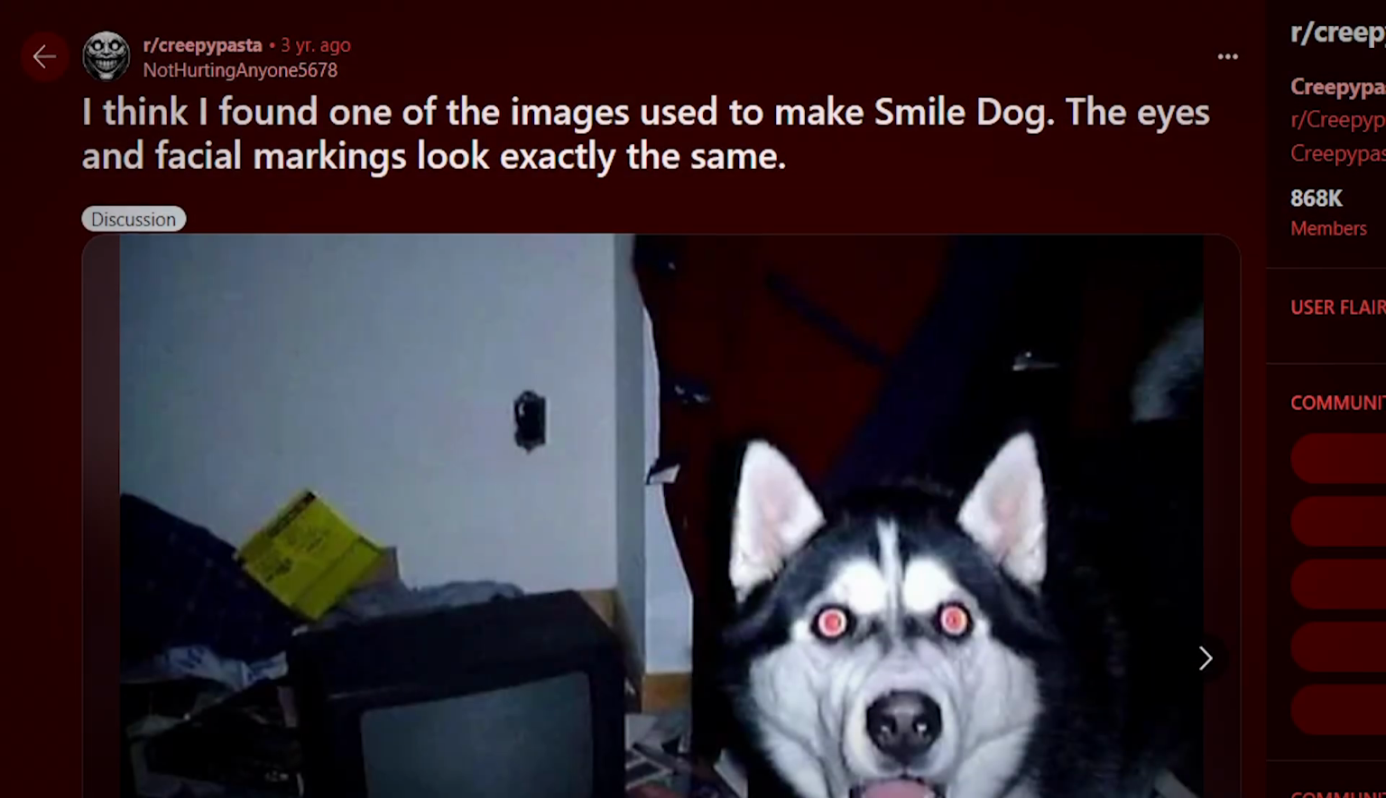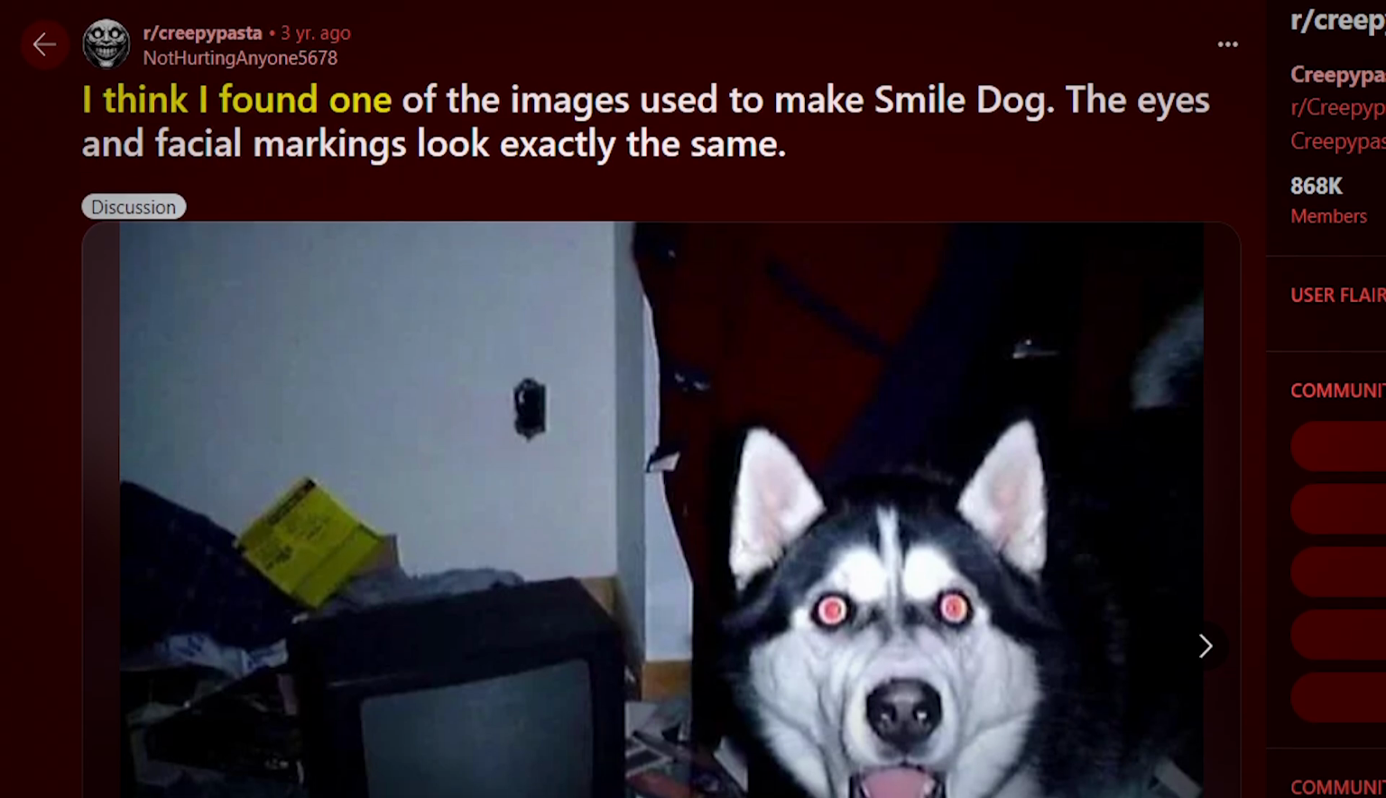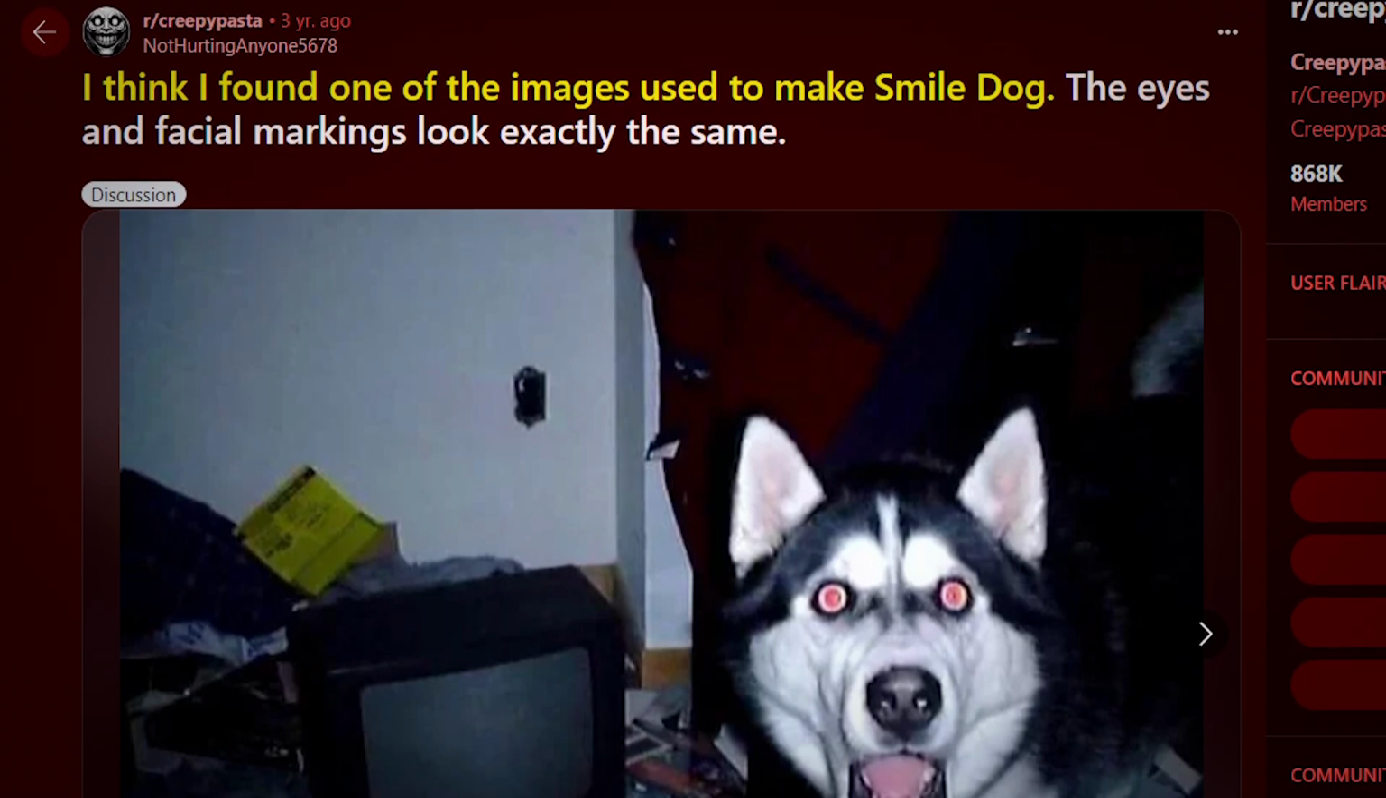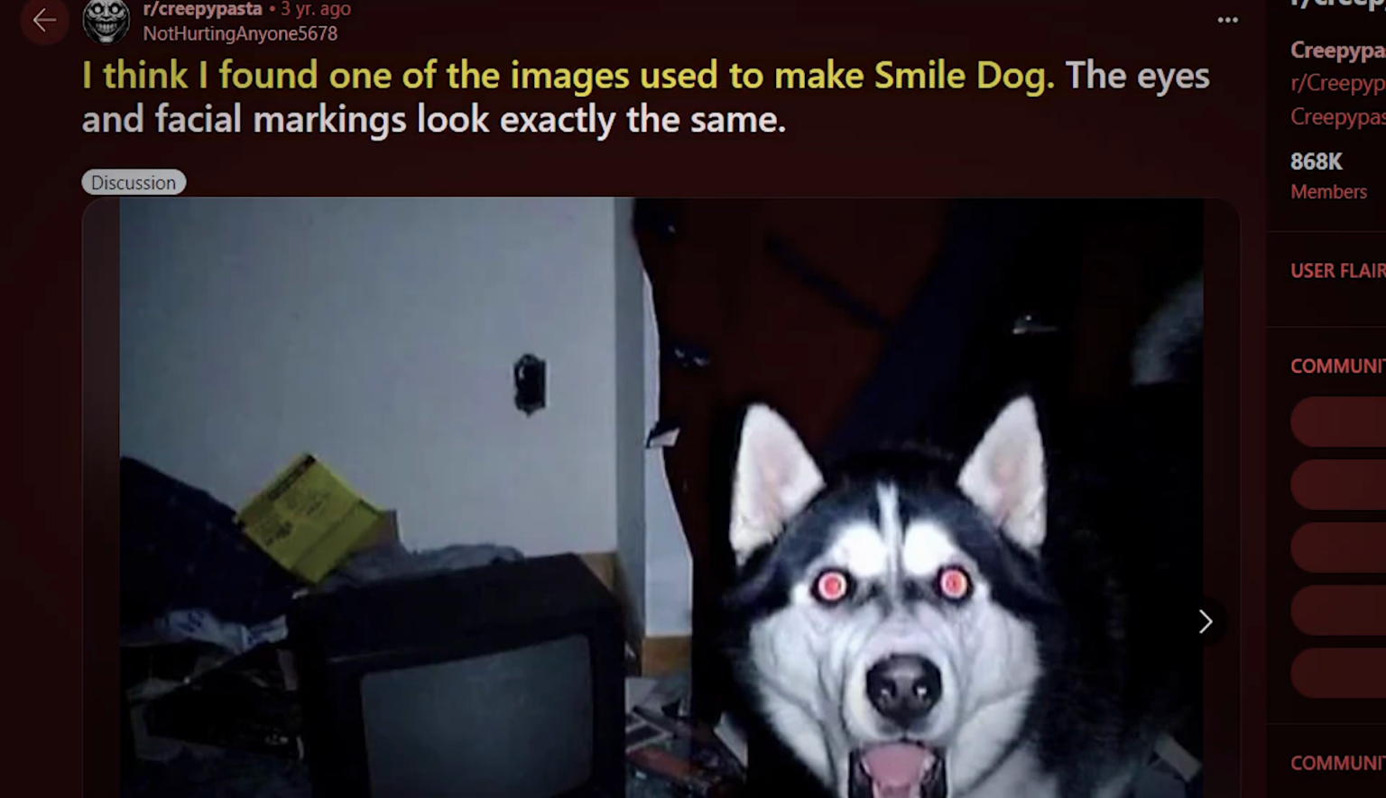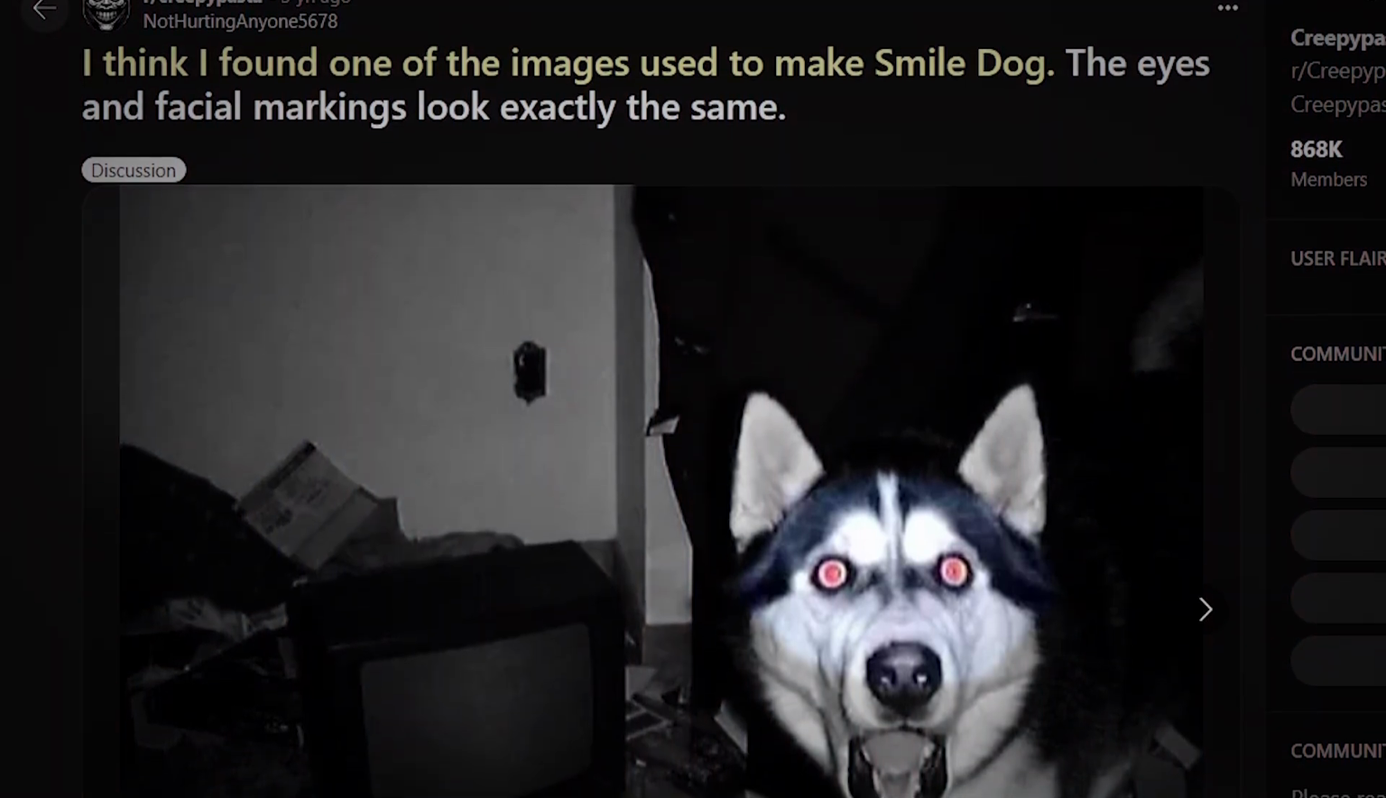And it turned out that Smile Dog is a collage. The author of a Reddit thread titled, "I think I found one of the images used to make Smile Dog," found a photo of a Siberian husky whose eyes were used for the demonic dog in the urban legend. Soon, the same window with curtains from the background was also found. Most likely, the second image was made in the same way.